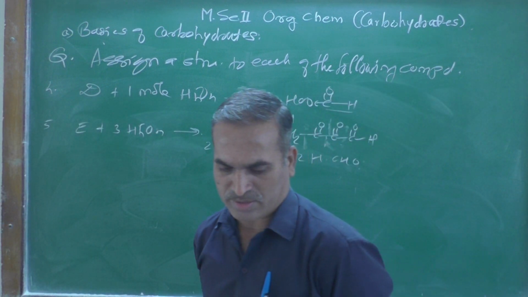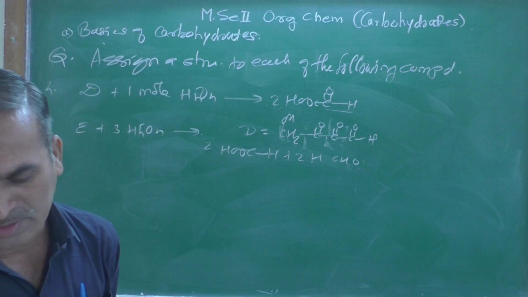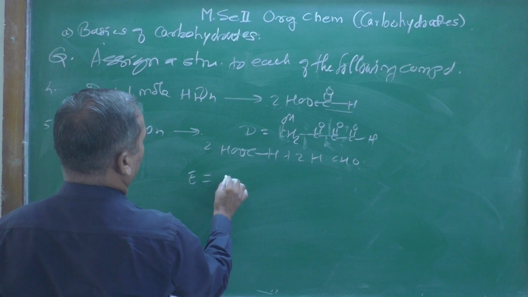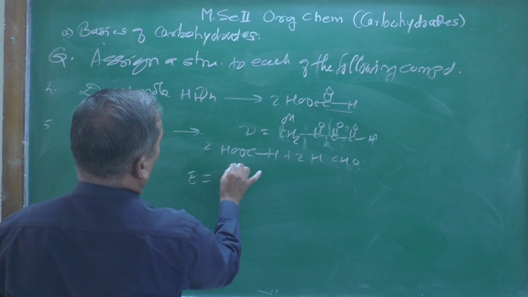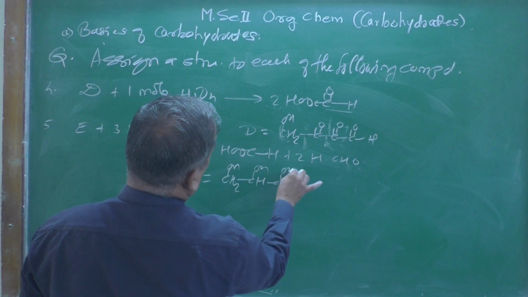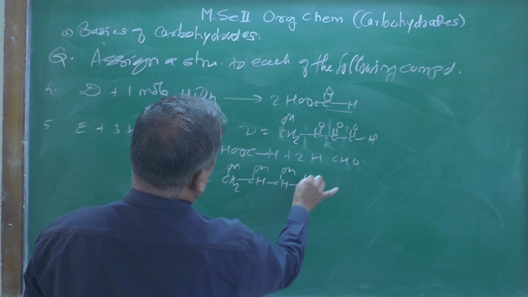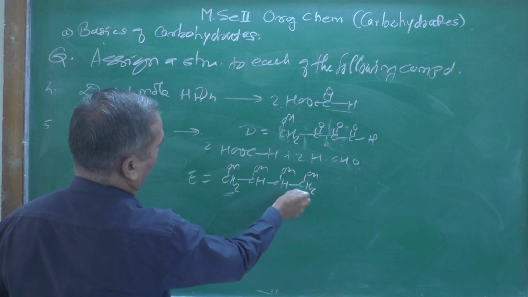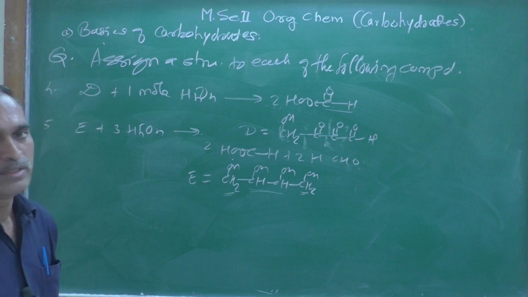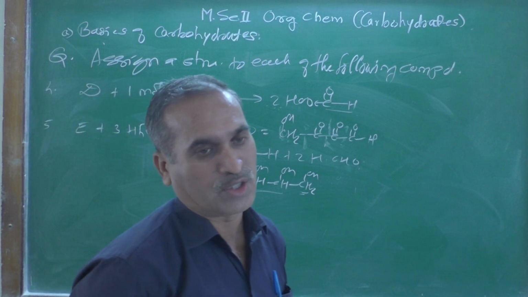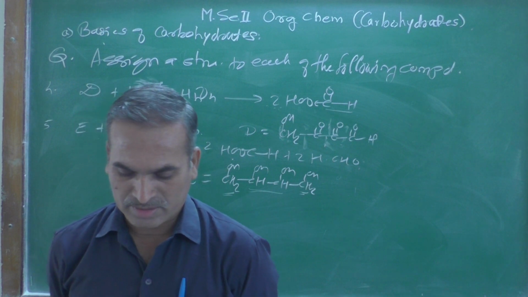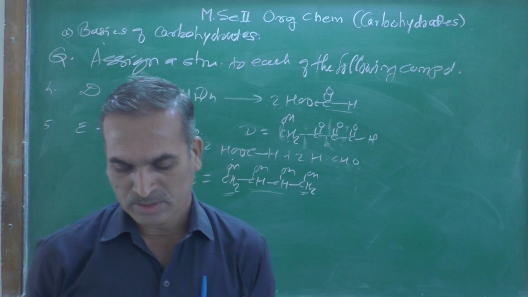What could be the structure? Do you know that the structure will be like this? The structure of this E will be this one, CH2OH, then CHOH, then CHOH, and then CH2OH. The 2 terminals give you the formaldehyde, and the middle 2 give you the structure of the formic acid. So in this way we can easily determine the structure of the unknown compound.